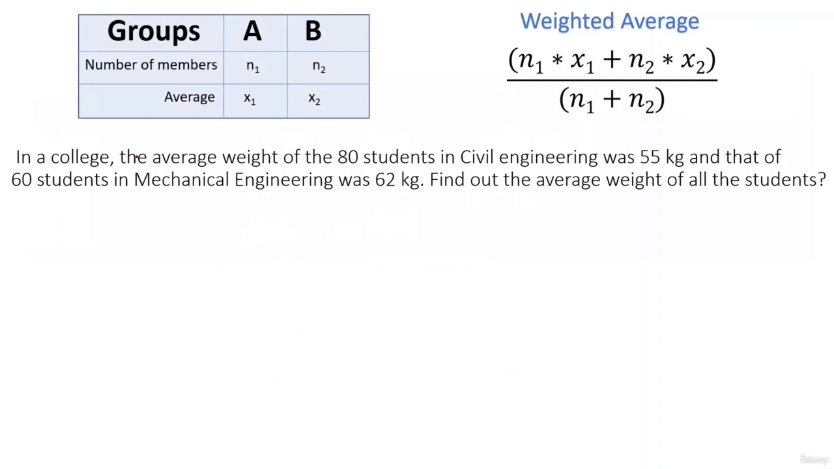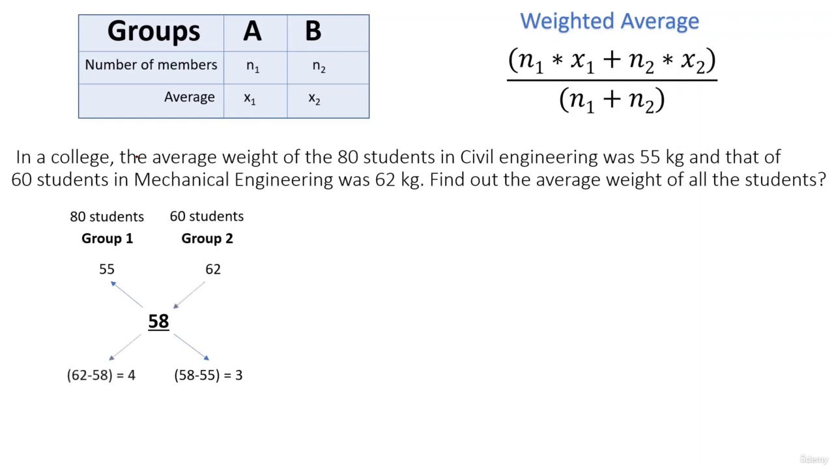The average weight of 80 students in civil engineering is 55, and of 60 students in mechanical engineering is 62. We got 58 as the answer for the average. Now we need to make a small observation here. If you take the difference of 55 and 58, the value is 3. If you take the difference of 62 and 58, the value is 4.